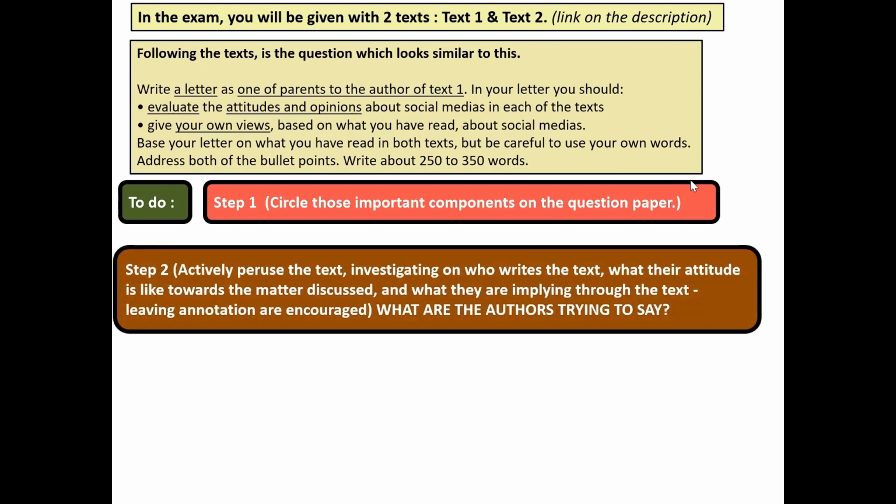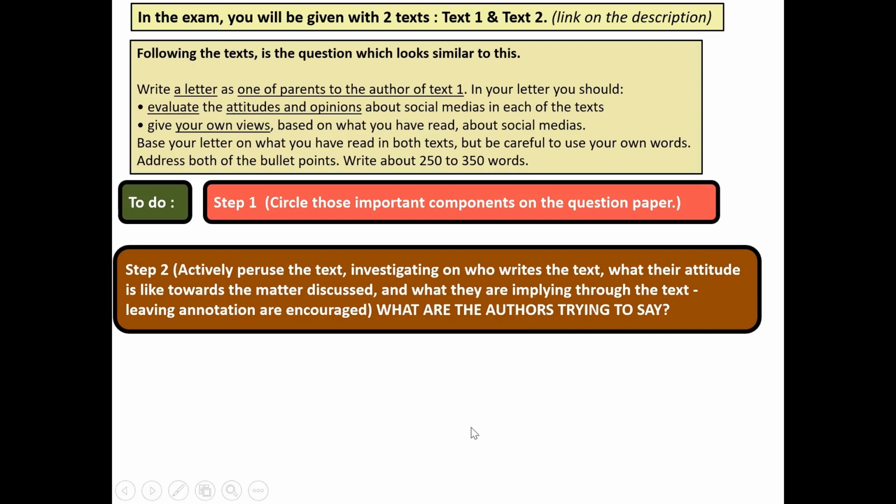Okay, actively peruse the text and investigate who writes the text. I would like you to pause the video right now and try to come up with your own answer. Who do you think wrote text 1? Who do you think wrote text 2? And what is their attitude towards social media? For example, the author of text 1, are they against social media? Are they trying to say something from their writing? What about the author of text 2? Are they trying to support social media? Okay, try to infer. I would like you to pause the video before I show you my answer.